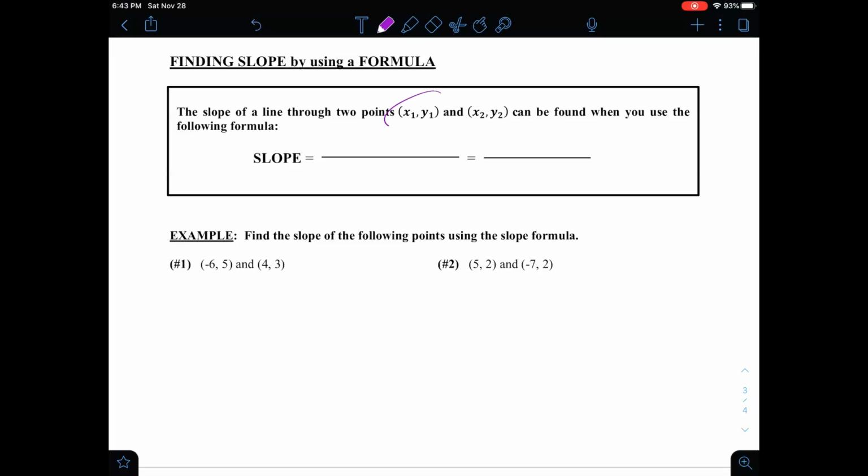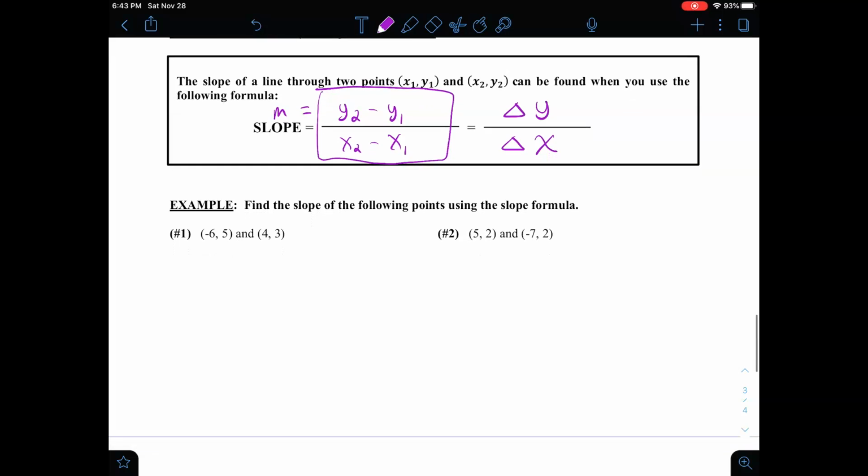We have these two points, x1, y1, x2, y2. The formula is y2 minus y1 over x2 minus x1. Another way you could say that is this triangle means change. It's delta: change in y over change in x. But the biggest thing you want to remember is this one right here. I just wanted to fill in the blank because there was a blank there and I felt bad that it was not filled. So, m equals y2 minus y1 over x2 minus x1, and that's the formula. All you've got to do is label your points and plug them into the formula.